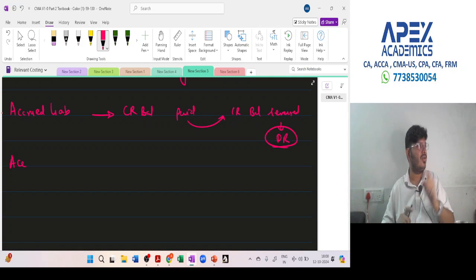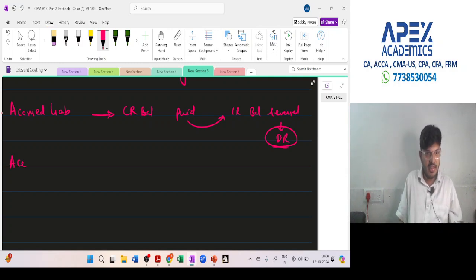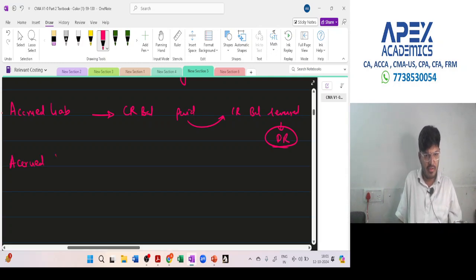Nominal accounts exist only to the extent of the trading and P&L account, because the outstanding expense represents the individual to whom the payment has to be made, and not the expense per se. That's the concept behind this. So debit the receiver, this will become what, accrued liability account debit.